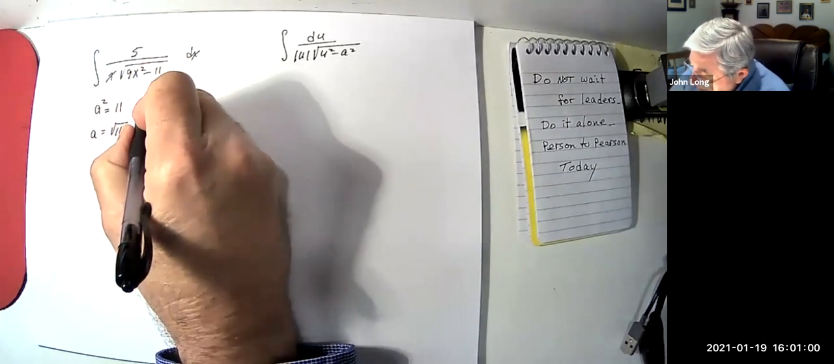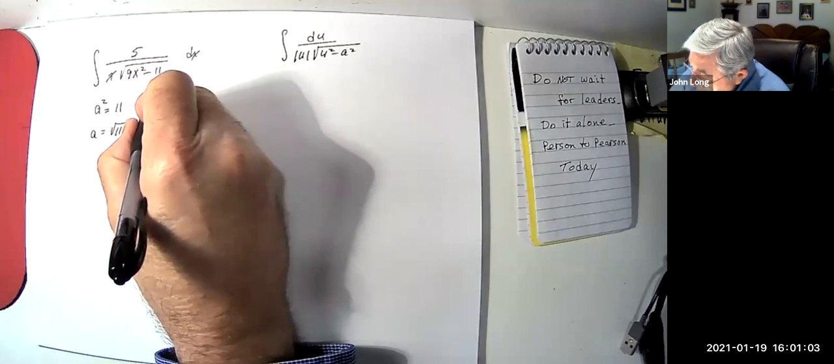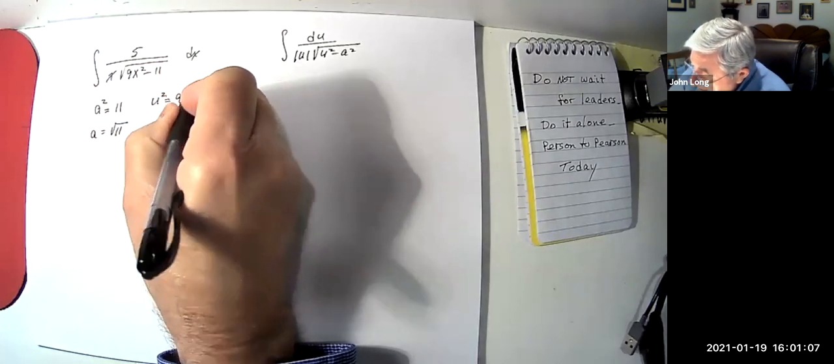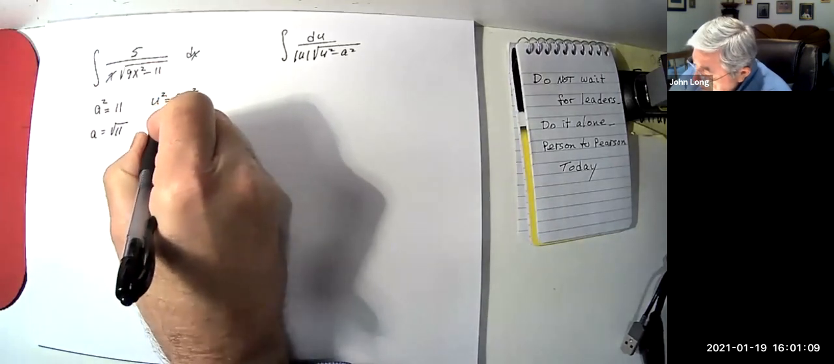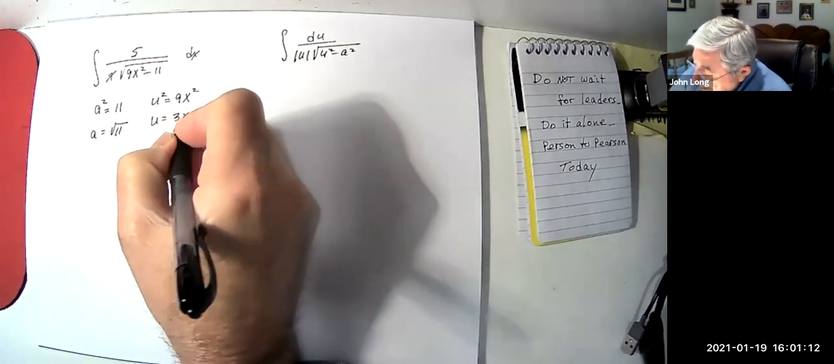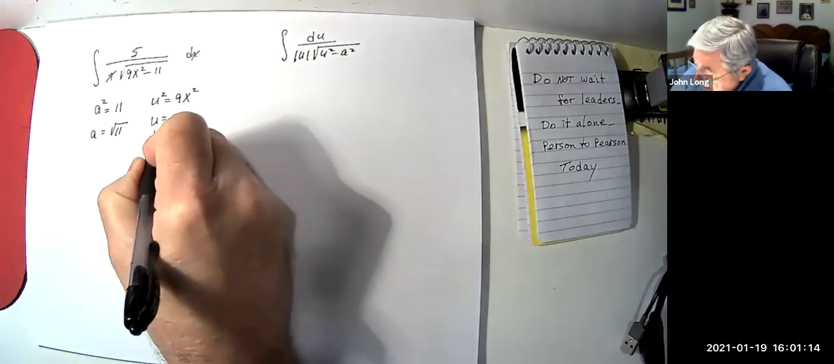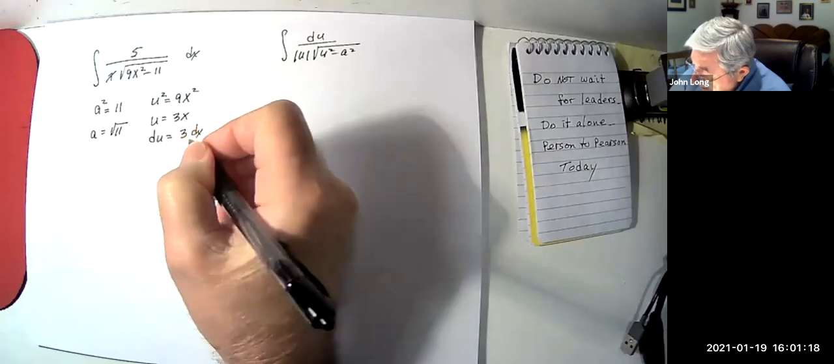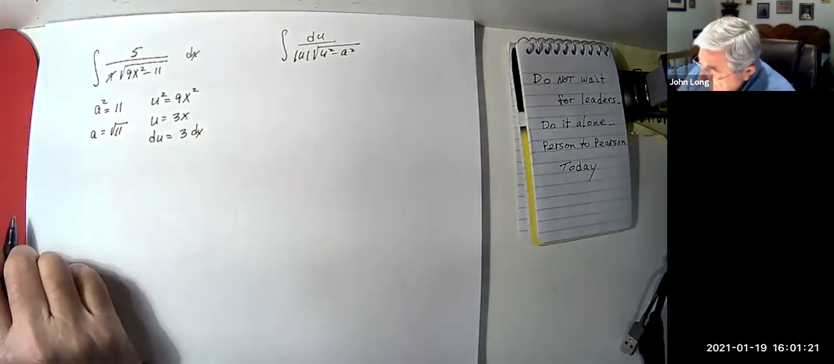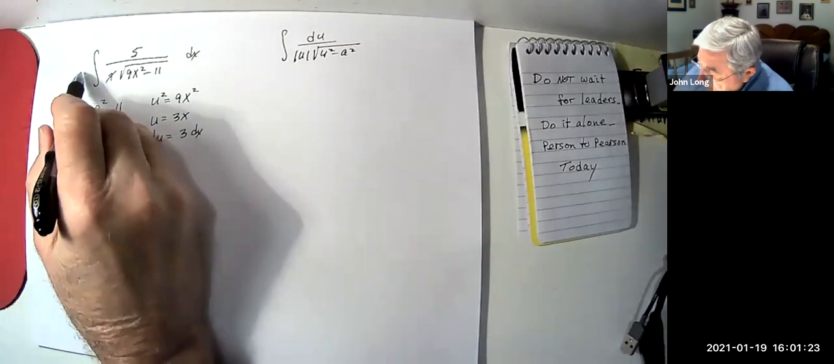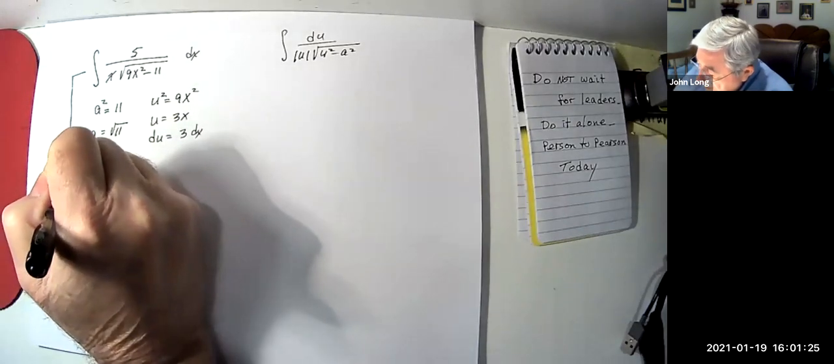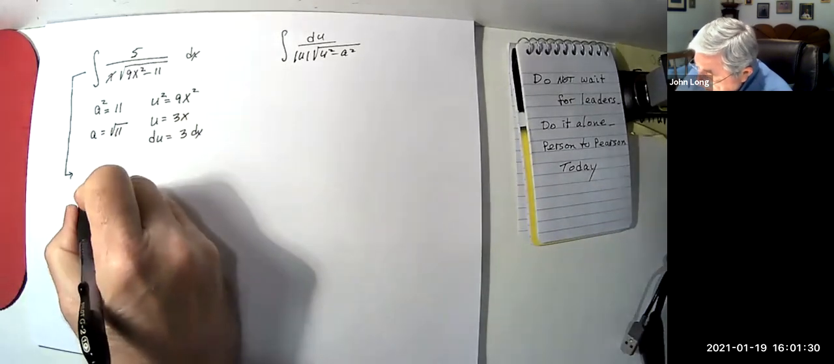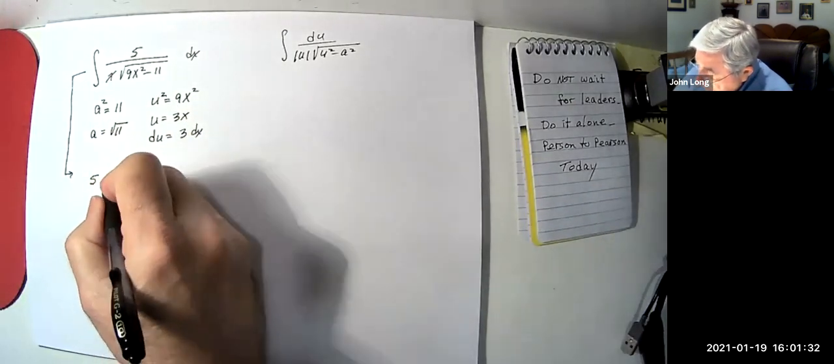We do see that in this case, we have that u squared is 9x squared, which makes u 3x, which makes du 3 dx. So there's a couple of things that we've got to fix about this thing. First of all, we see that that 5 has no place in the problem, so we get that out in front.